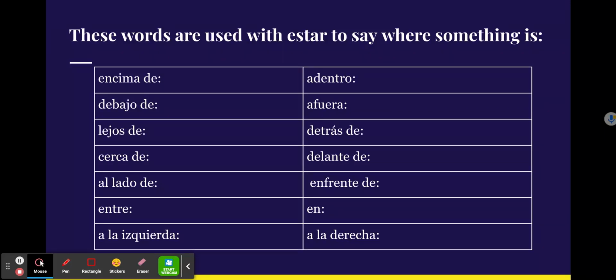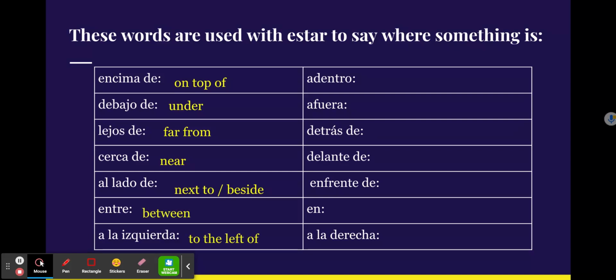These words are used with estar to say where something is. So these are prepositions that we also call location phrases. Encima de is on top of. Debajo de is under. Lejos de is far from. Cerca de is near. Al lado de is next to or beside. Entre means between. A la izquierda means to the left of.